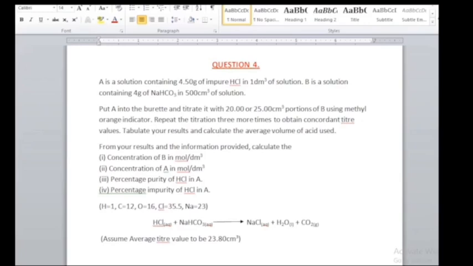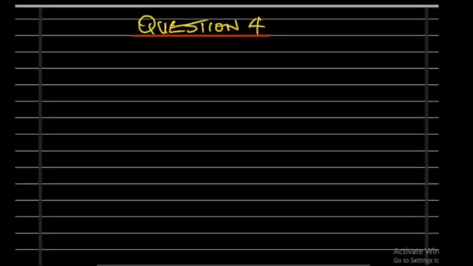To calculate the concentration of B in mole per dm cube, from our question, they said A is 3.50 grams of impure HCl and B is a solution containing 4 grams of sodium hydrogen trioxocarbonate in 500 centimeter cube. So we need to first of all calculate our B in gram per dm cube before we can use it to get our molar concentration. So that is what we will do now.